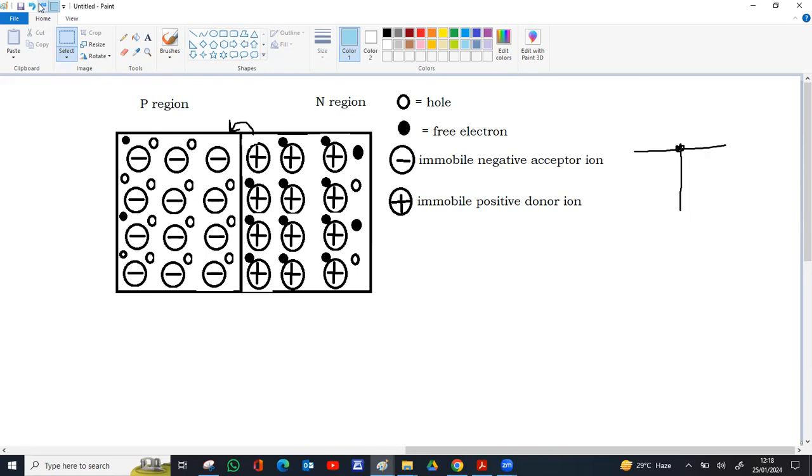Now the excitation of a free electron from the conduction band to the valence band will fill the hole, and this process releases energy.